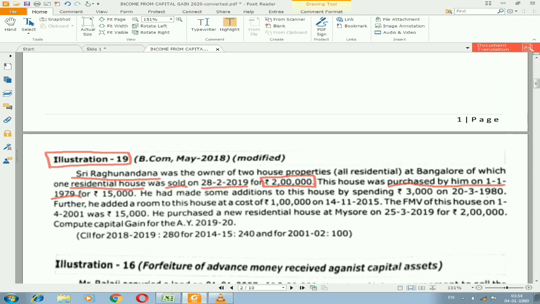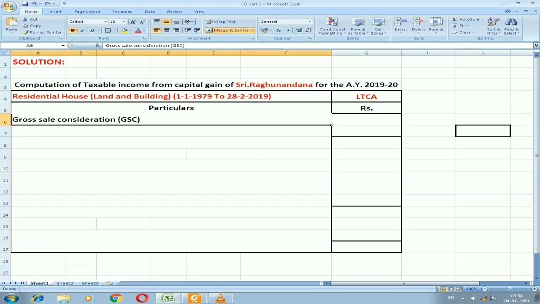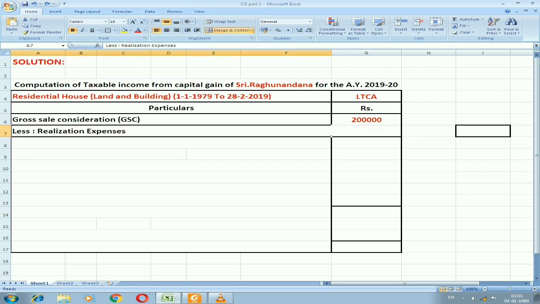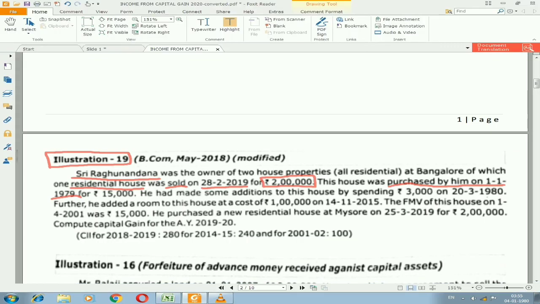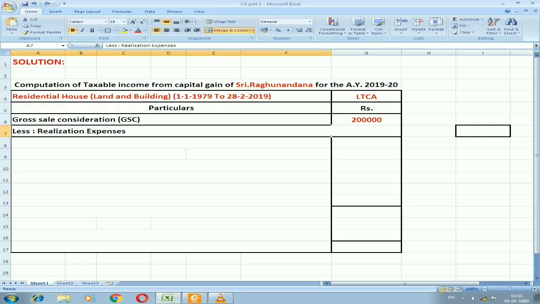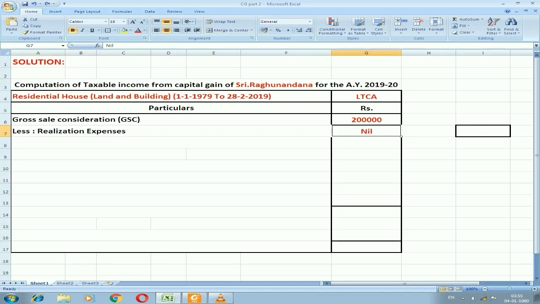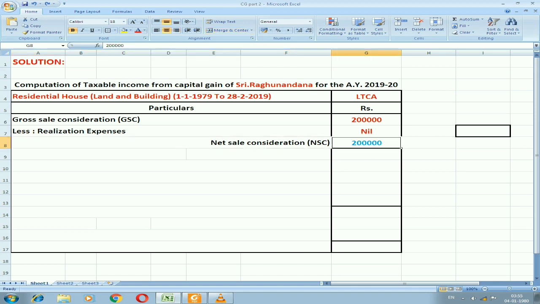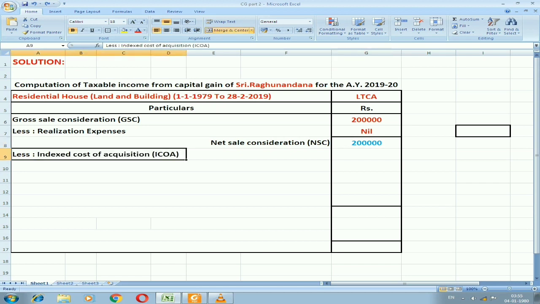So that 2 lakh amount I am supposed to enter in the column in front of gross sale consideration, 2 lakh. After entering sale, I require less. I need to deduct any realization expense, that is also called selling expenses. In the illustration, you can see the whole problem, we don't have any expenditure made at the time of sale. So that will be nil. And the next will be total, that is net sale consideration, which is the same amount of rupees 2 lakh. After finding out this net sale consideration, we require to find out index cost of acquisition.